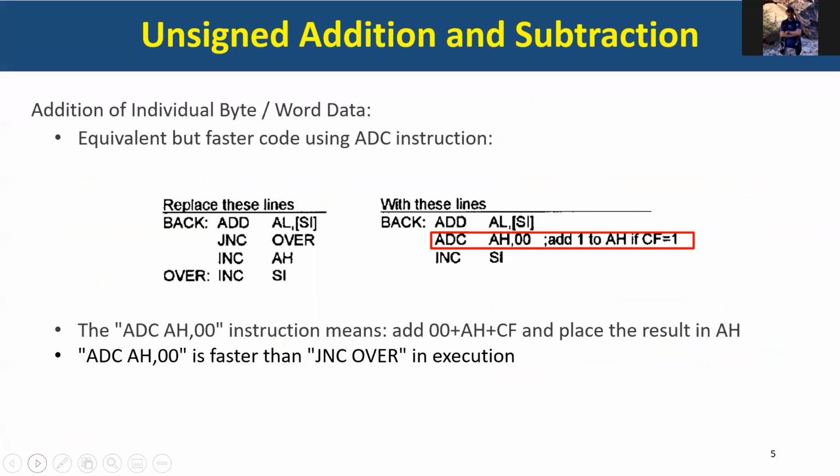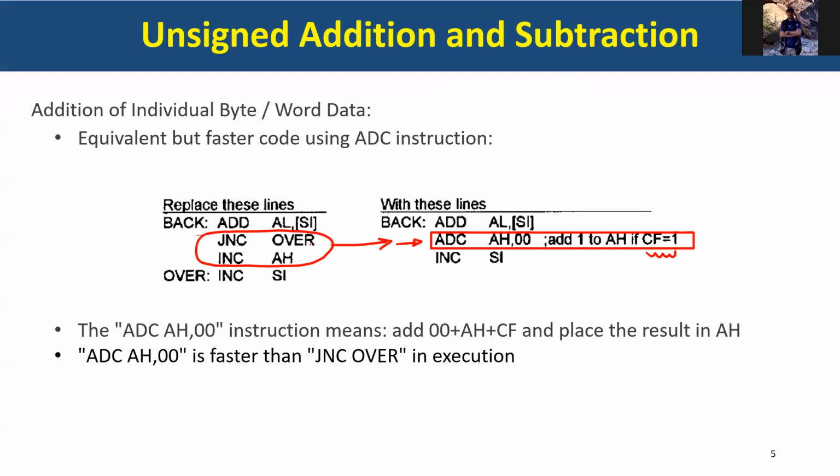This is now the introduction of ADC. We said that add if carry. So this is another instruction exactly like add, but it will make the addition only if the carry is 1. So basically, you can replace these two lines with that line.